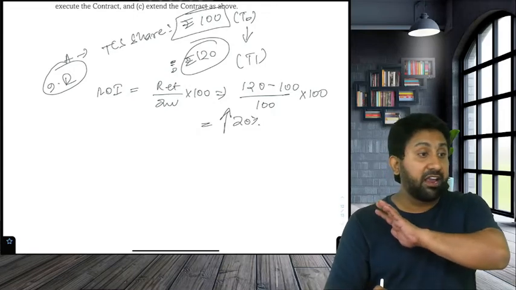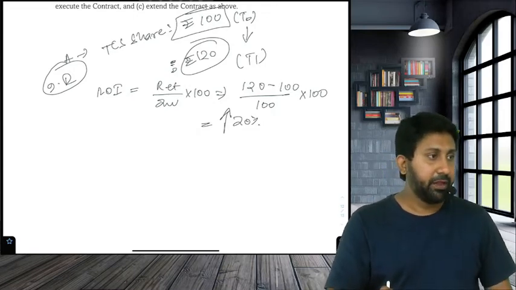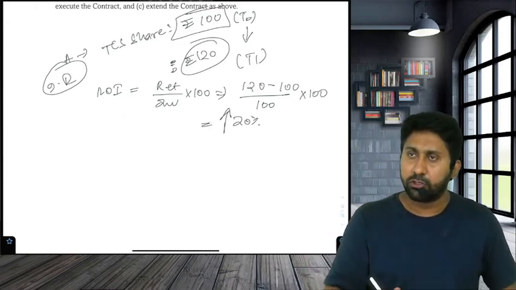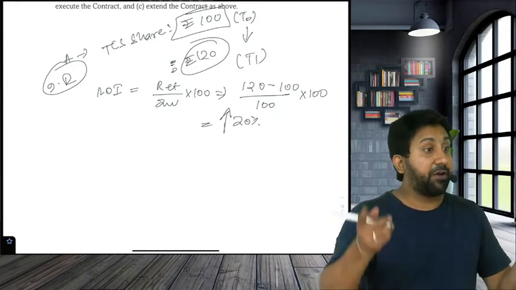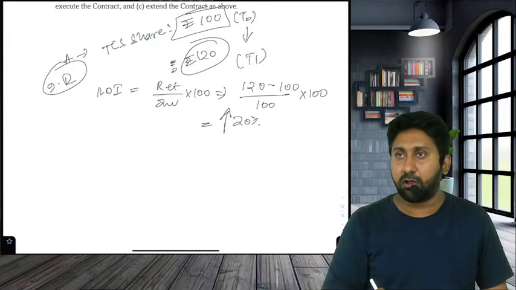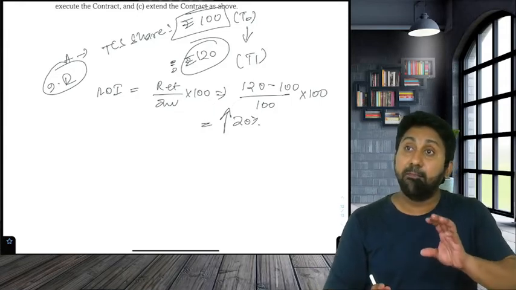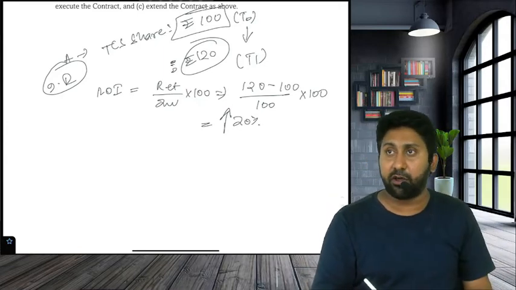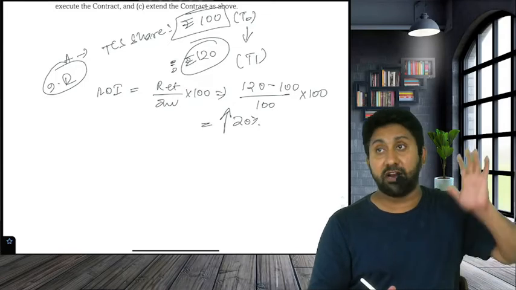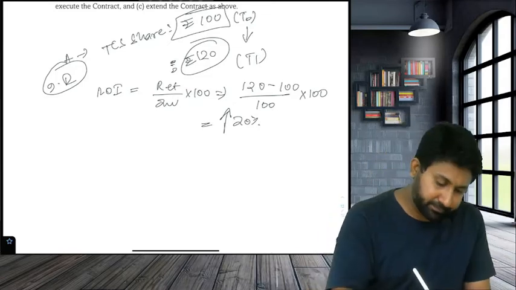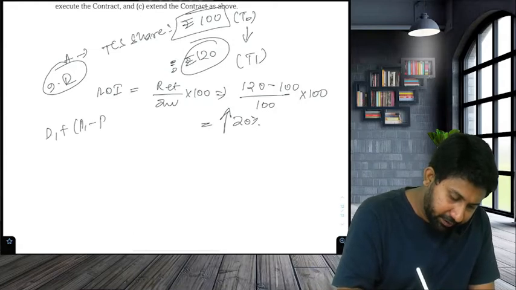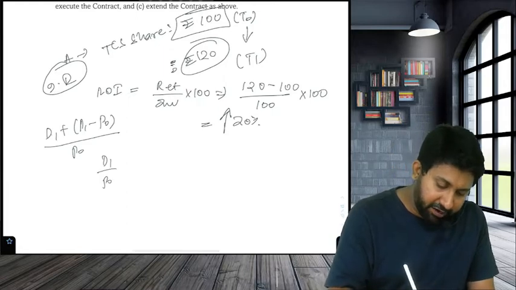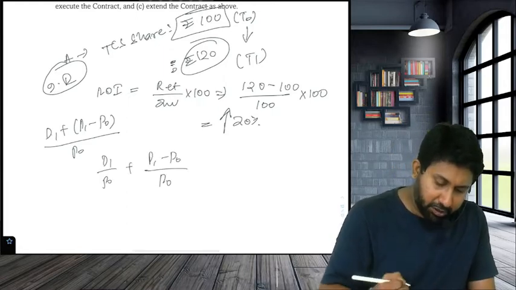That means I am making a flat gain of 20 bucks. Simply to understand, I am making a flat profit of 20 rupees per share. If I would have sold, I would have got a 20 rupee return. This is called an implied return or inherent return that the TCS share is giving. That itself is a return formula: D1 plus P1 minus P0, whole divided by P0, into 100. That is D1 by P0 plus P1 minus P0, whole divided by P0.